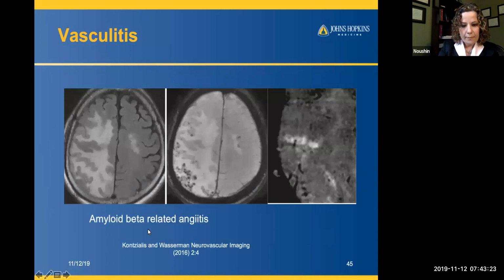This is amyloid beta-related angiitis, a pretty classic look with multiple foci of susceptibility artifact from small macrohemorrhages. These are associated with pretty significant edema. You see T2 and FLAIR abnormality in the subcortical and deep white matter. And on black blood imaging, we see a lot of perivascular inflammation and enhancement surrounding all these vessels. So this is an angiitis that is related to amyloid beta.